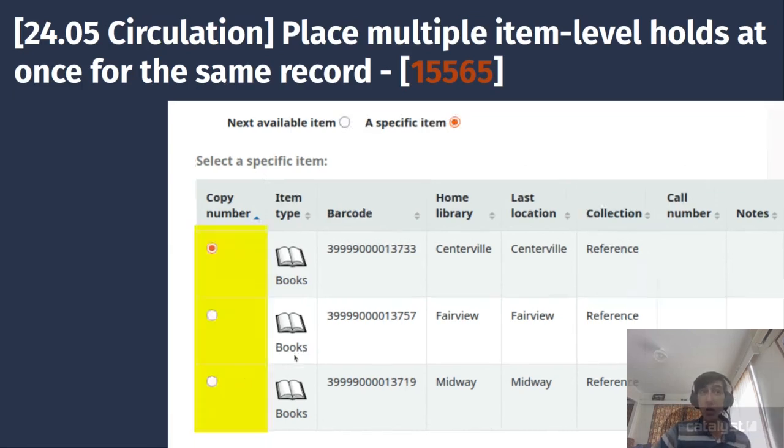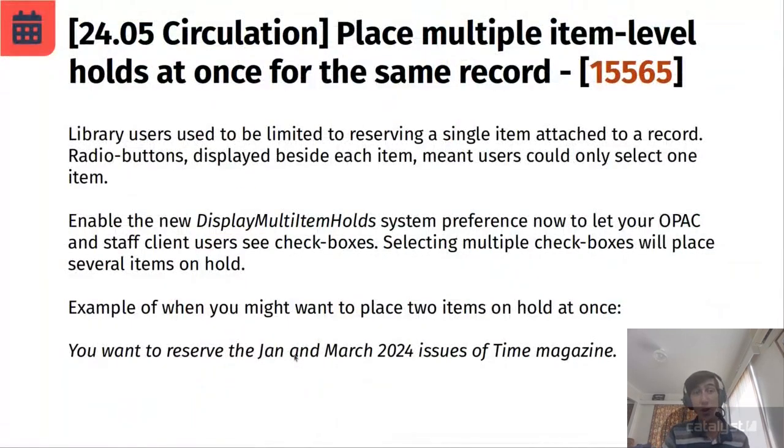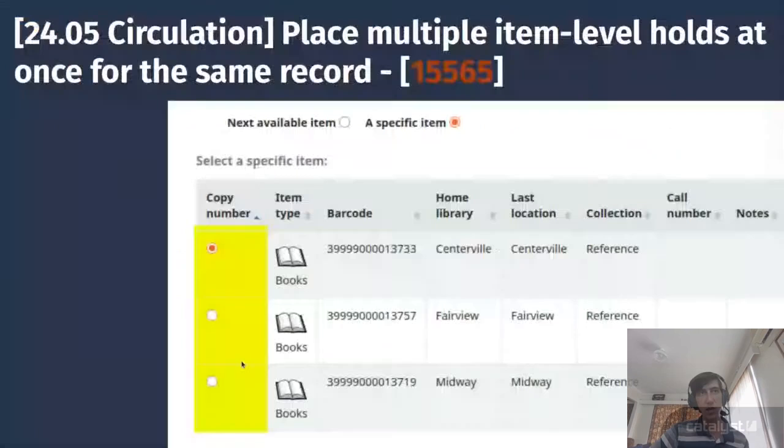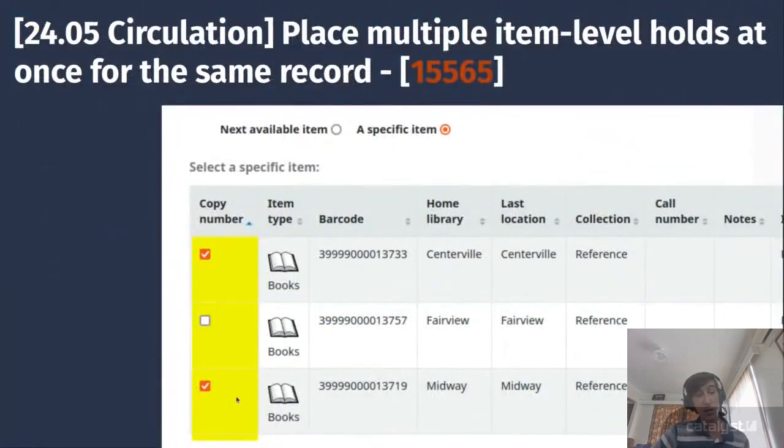Why would this be useful? Well, very useful for periodical and subscription or serial records. So for example, you might have a library user, or you yourself might be after the Time magazine and you want to place a specific reserve on the January and March 2024 issues of the magazine. You don't want any random issue, and you also don't just want the January, you want March as well. With this system preference enabled, you could tick for January 2024 and you could tick for March 2024. So you've got 2 specific items that you've placed a reserve on, which is only possible because of this new system preference. So that's a really useful feature for both the OPAC and the staff client.